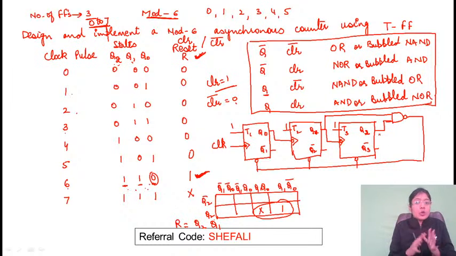Which gate will be used? You have got the inputs for the gate. Which gate will be used? You can determine the gate on the basis of this table. This is how an asynchronous counter can be designed. Any doubt in the designing of asynchronous counter?